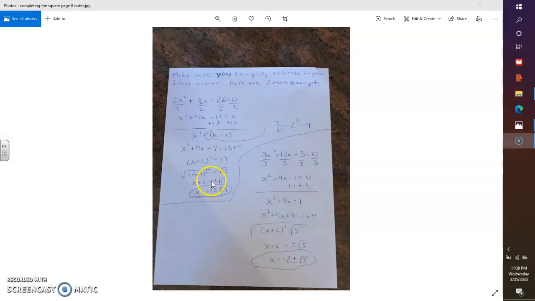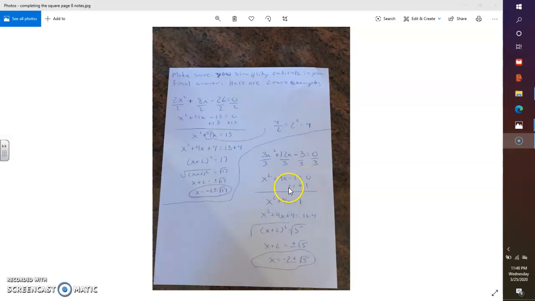And we're left with x plus 2 equals plus or minus the square root of 17, and then we finish with subtracting 2 from both sides. If I look at this second problem right here, I have a 3 in front of my x squared, so instead of dividing by 2, I just divide every term by 3. And now I'm left with x squared plus 4x minus 1 equals 0.